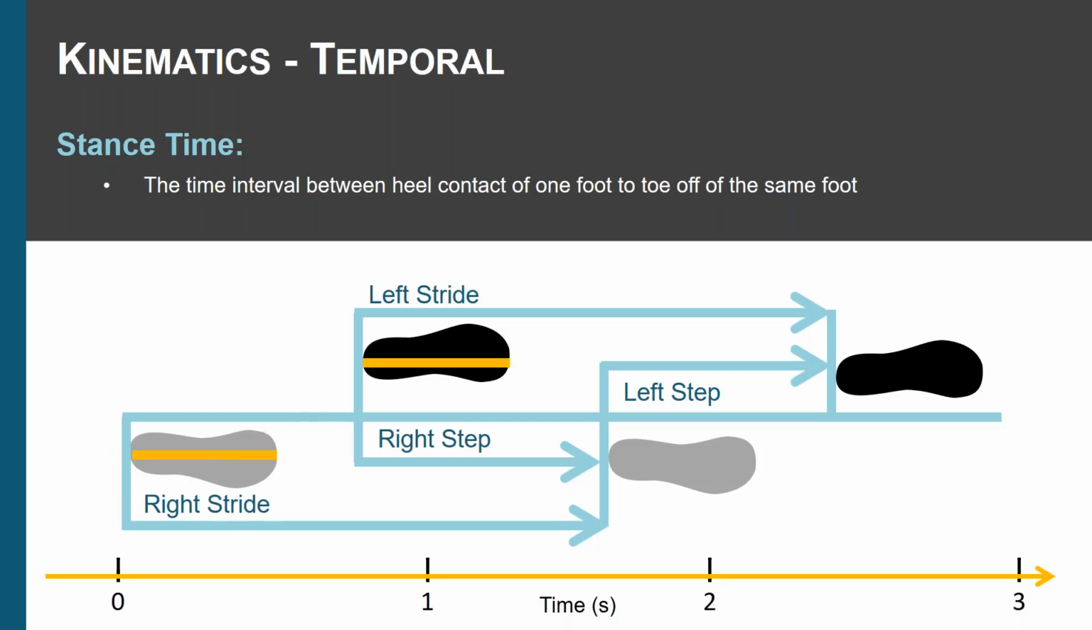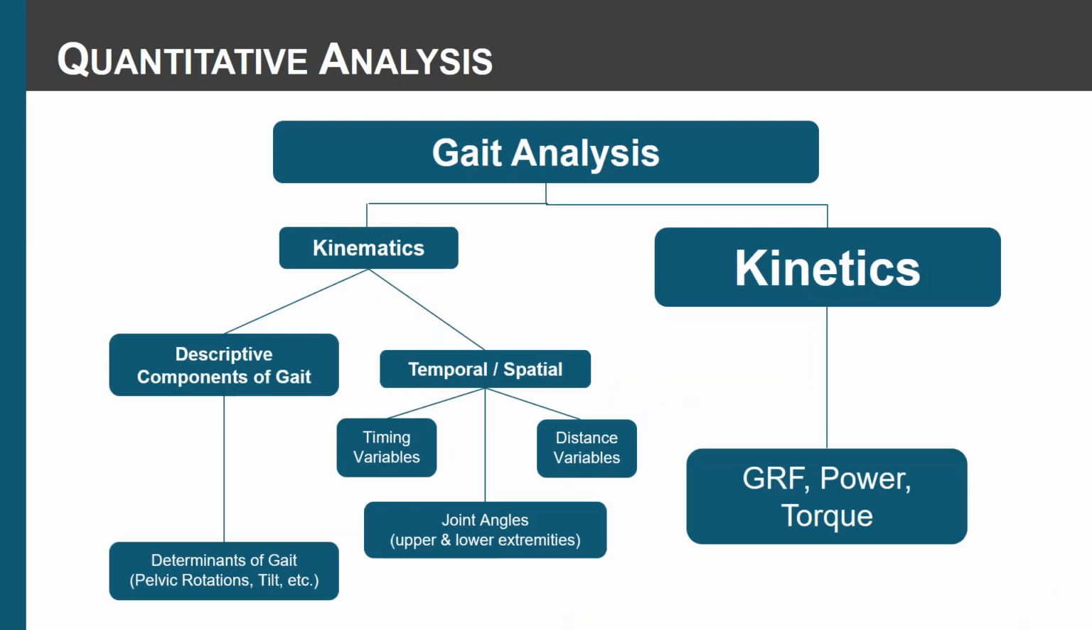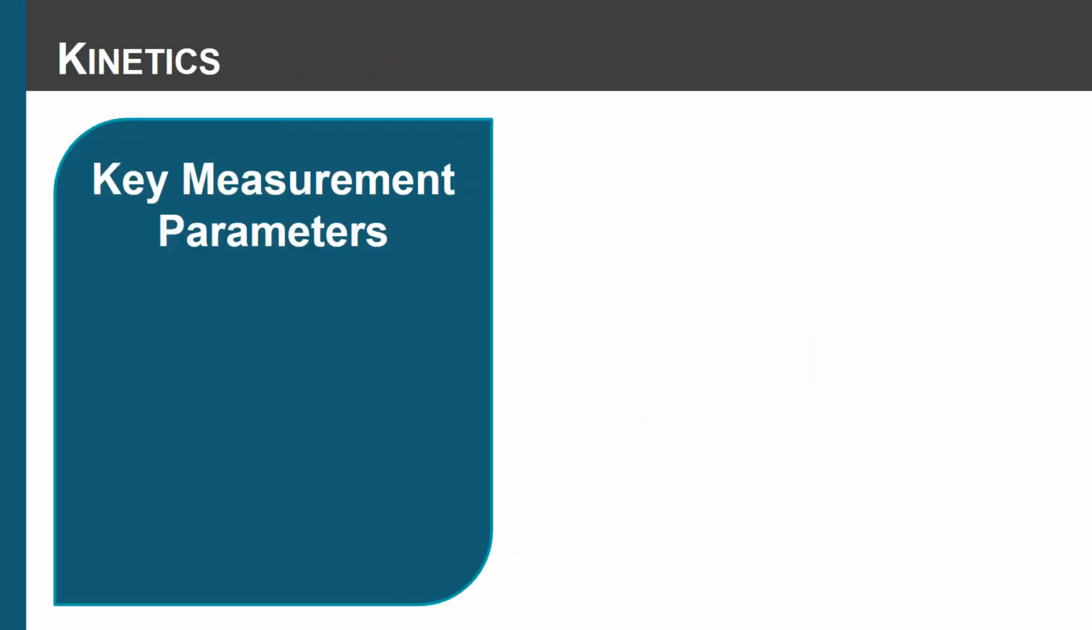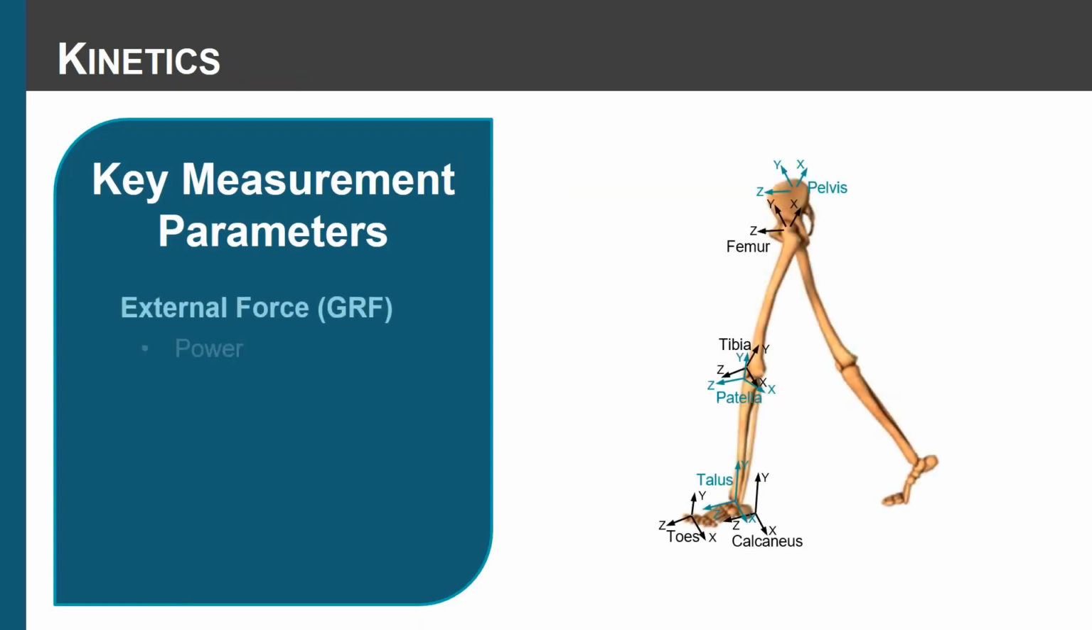Okay, so that gives us some idea of the kinematic side. Let's take a look at the kinetic side. Some key measurement parameters when we're looking at the kinetics are the external ground reaction forces, so power, torque, pressure. As I mentioned before, when we're using three-dimensional tools such as the force platform, you'll get the three-dimensional ground reaction force, the XYZ, which you can see in this picture.